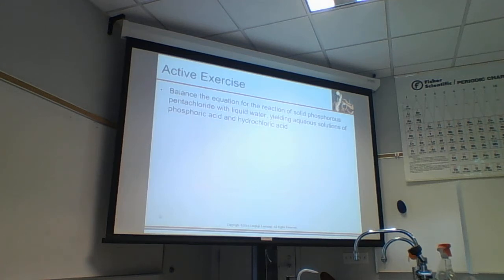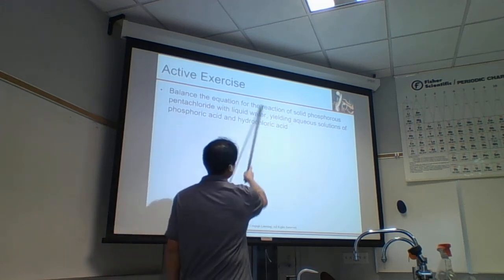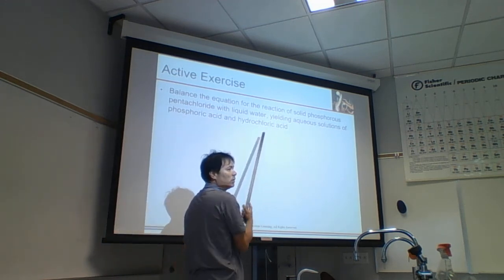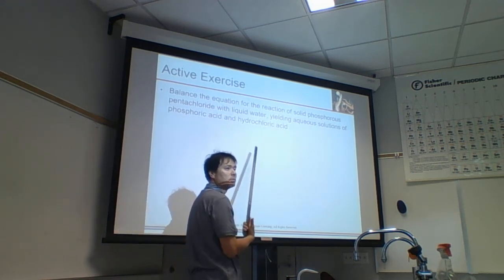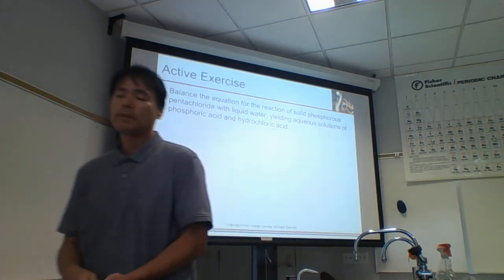All right, balance the equation for the reaction of solid phosphorus pentachloride with liquid water, yielding aqueous solutions of phosphoric acid and hydrochloric acid. So this is kind of nice because they tell us what we have initially, and then they tell us what we're going to form. So our job is just to write down the formulas and balance it. And so this one's not so bad. Let's go ahead and do this one, and then we'll go through some tips for balancing.